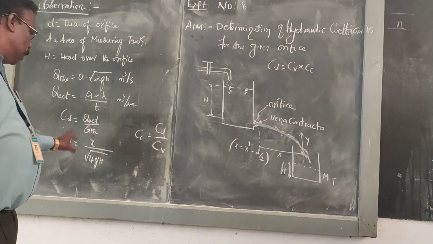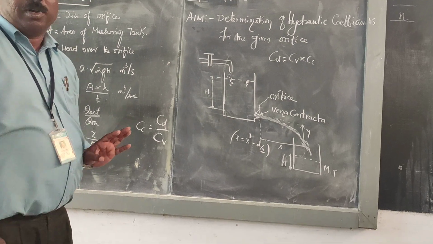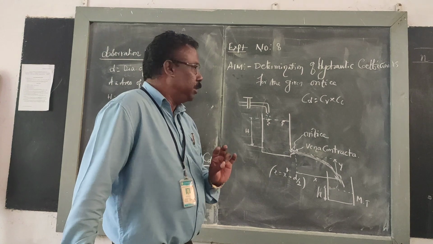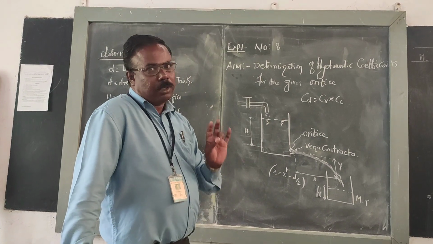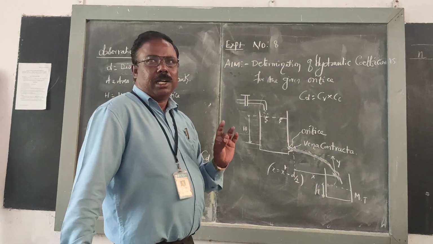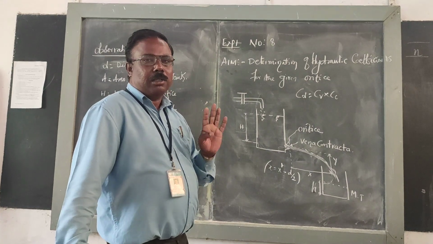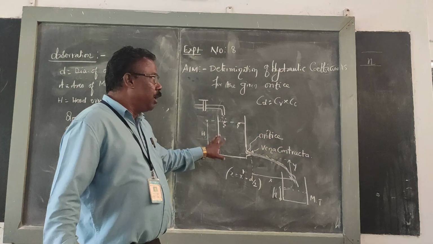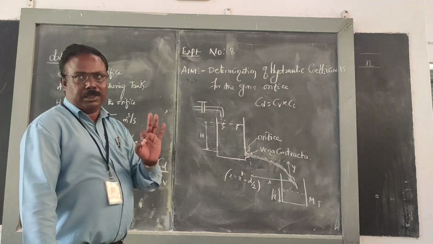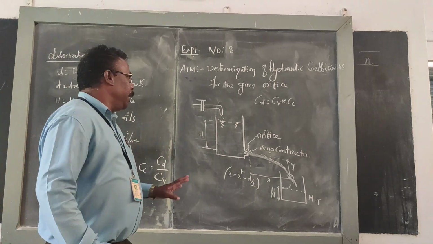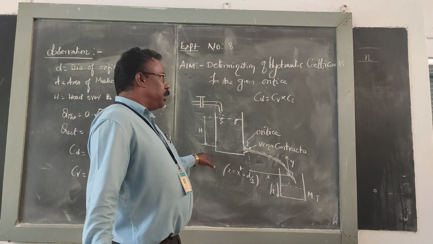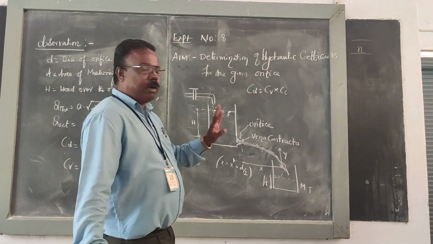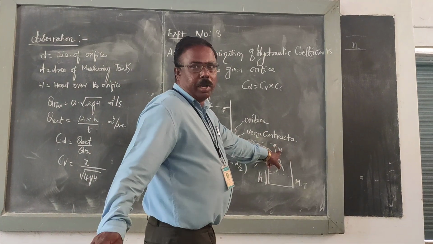To find out CV, the coefficient of velocity, there are three methods we can use: the jet distance measurement method, the area velocity method, and the momentum method. In this experiment, we are going to use the jet distance measurement method. Here we use the x and y coordinates.